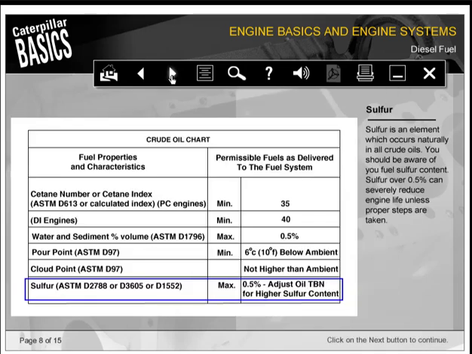Sulfur is an element that occurs naturally in all crude oils. You should be aware of your fuel sulfur content. Sulfur over 0.5% can severely reduce engine life unless proper steps are taken.